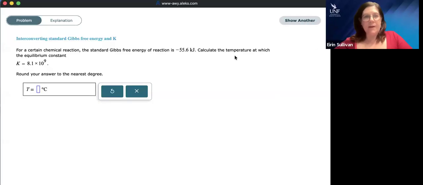Interconverting standard Gibbs free energy and K. So the relationship this is asking us about is that delta G equals minus RT ln K, where K is, of course, the equilibrium constant.